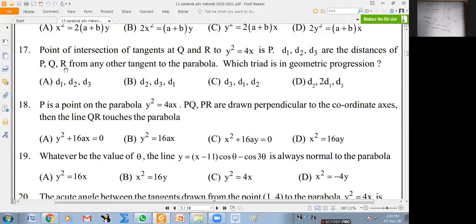Okay. The question on tangents and the distances from any other tangent to the parabola, which are in geometric progression. Okay, fine.